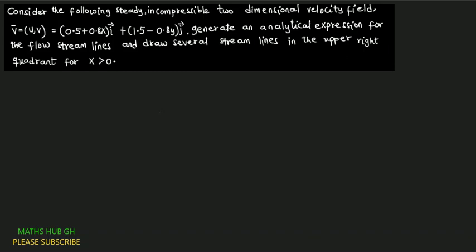The question says, consider the following steady incompressible two-dimensional velocity field V, which is equal to (u, v), and then that's equal to (0.5 + 0.8x) multiplying vector i plus (1.5 − 0.8y) multiplying vector j. Generate an analytical expression for the flow streamlines and draw several streamlines in the upper right quadrant for x values that are greater than 1. So let's look at how you are going to solve this question.